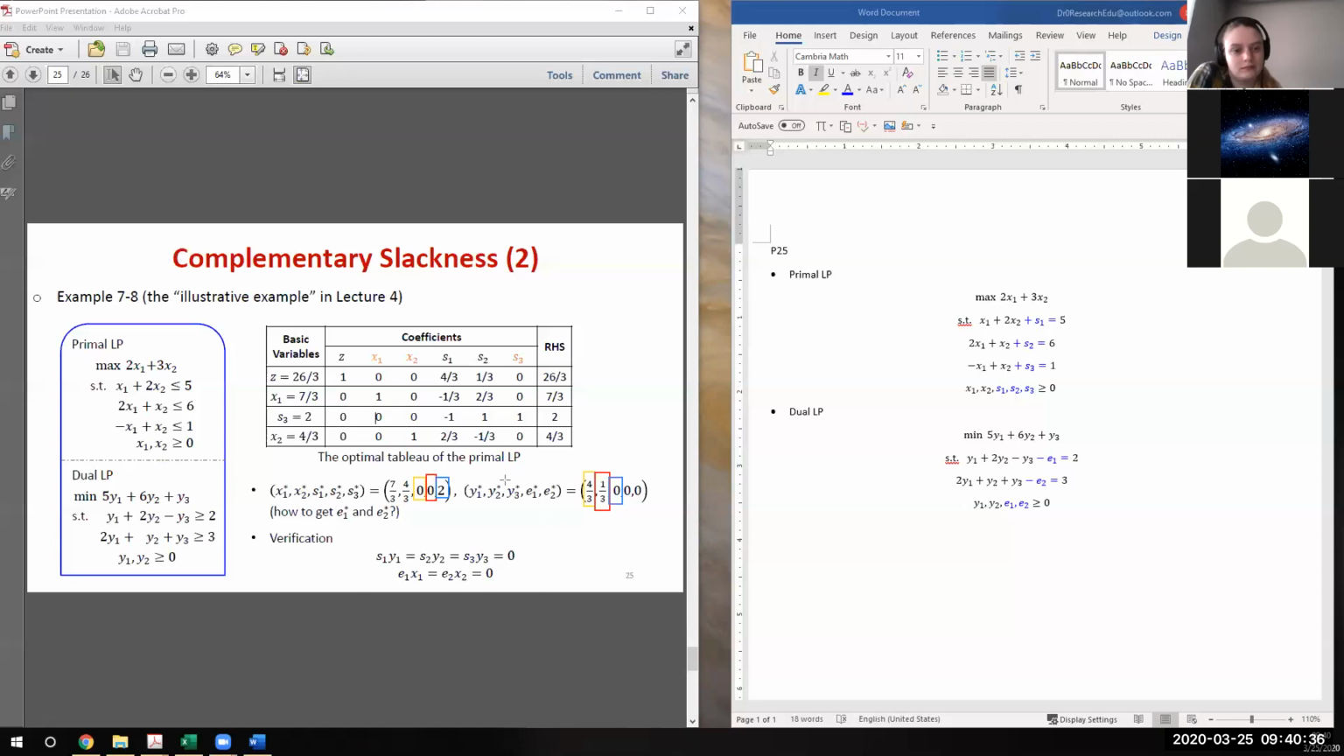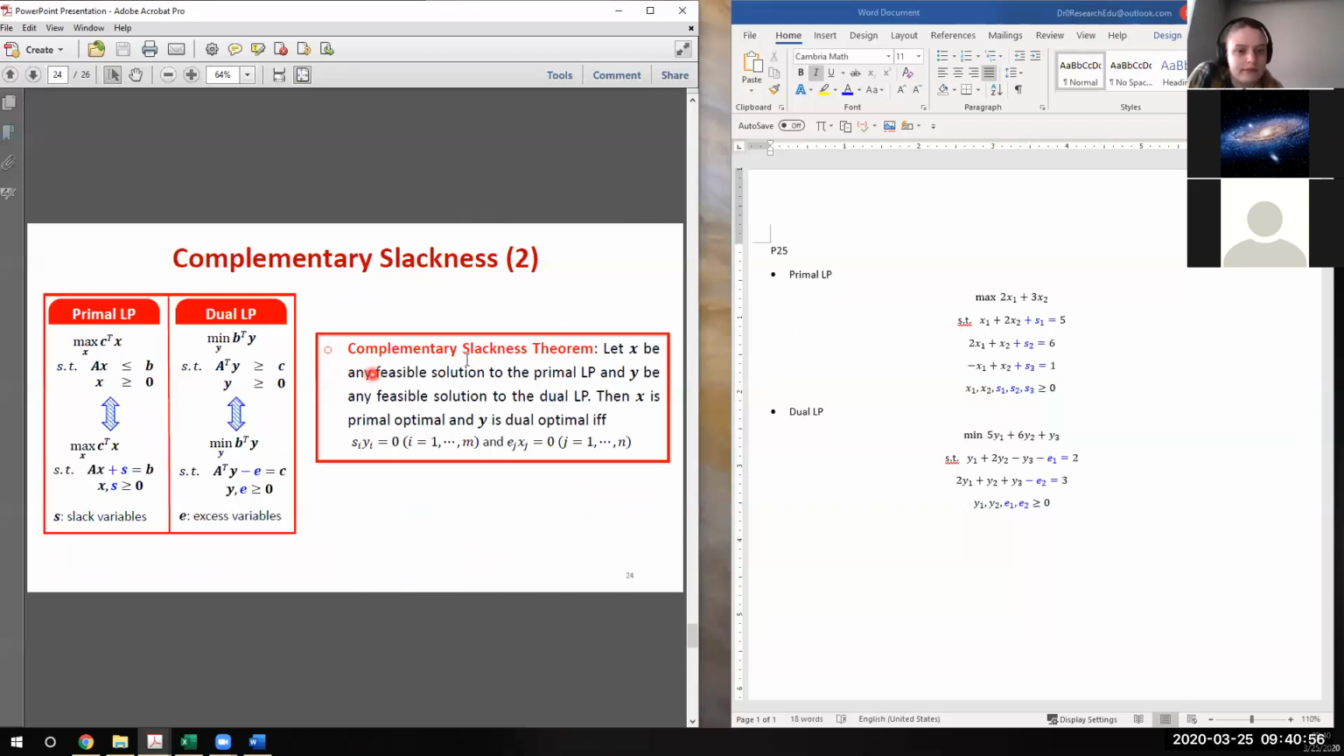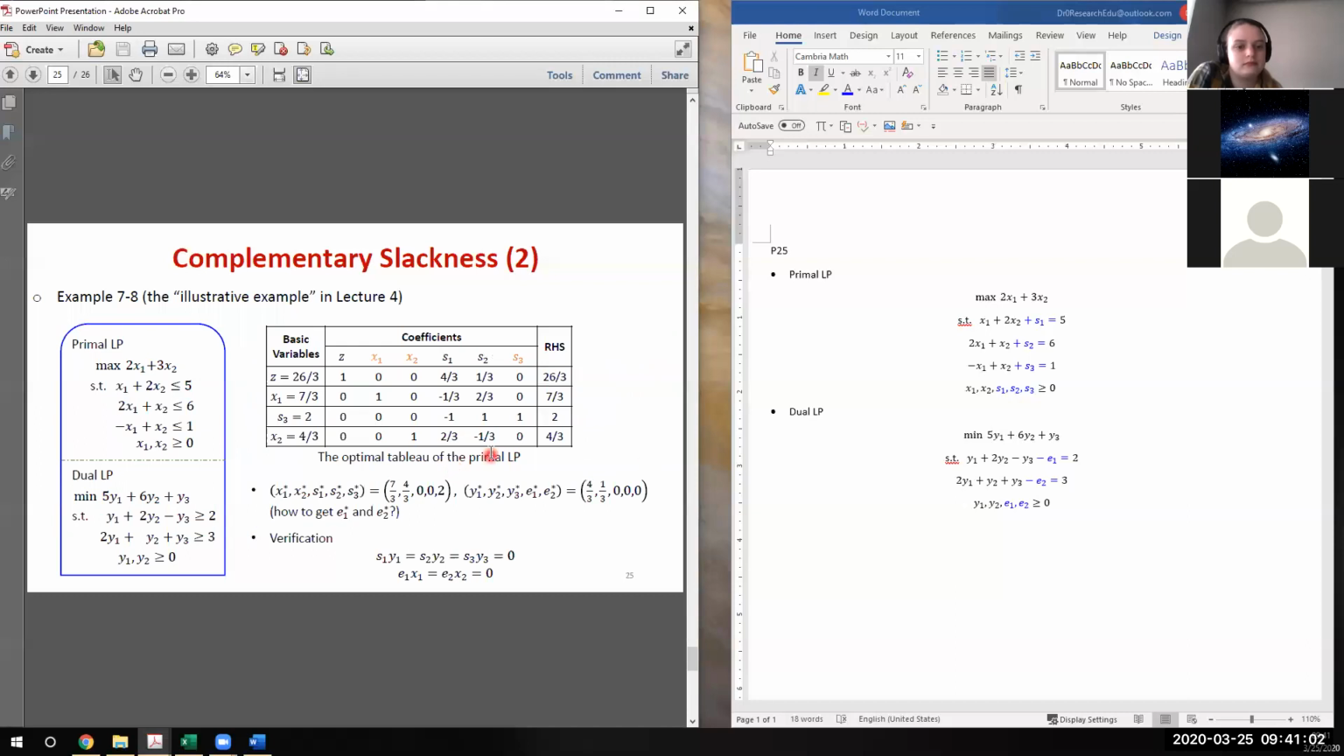And you can do the same for E1 and X1. This is super easy because my E1, E2 already equal 0, so that no matter what X1, X2 are, the products are 0. See? And this tells you that the conclusion that we draw, which is the complementary slackness theorem here, is correct for this example.